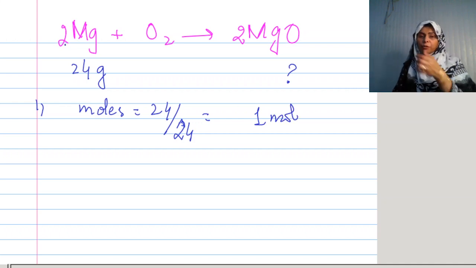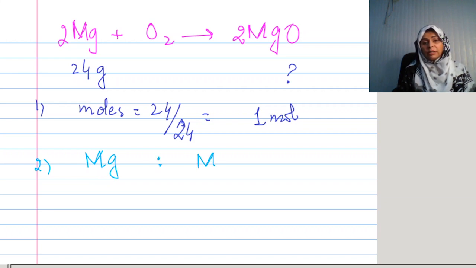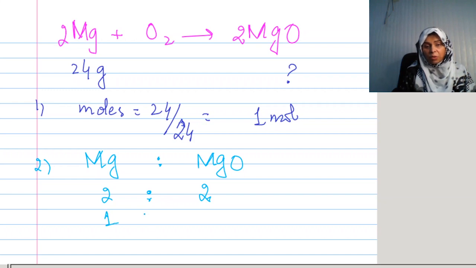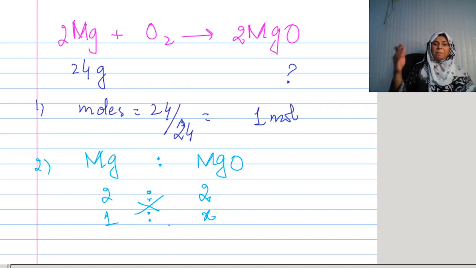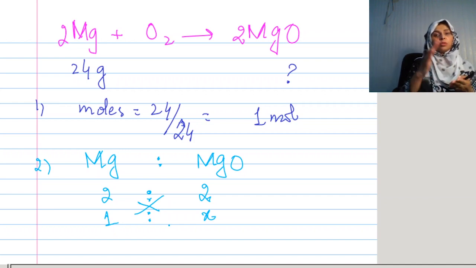So in the reaction, 2 moles of magnesium give 2 moles of magnesium oxide. Remember, in the second step we will always go along with the ratio method. We have the value for magnesium, and along with this we will calculate the moles of magnesium oxide. 2 moles of magnesium give 2 moles of magnesium oxide. If we have 1 mole, how many moles of magnesium oxide will form? Practice this ratio method. This is very important to calculate the moles of one compound from another using the reaction.